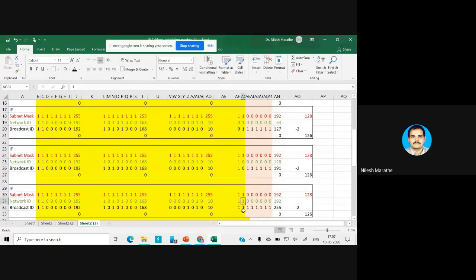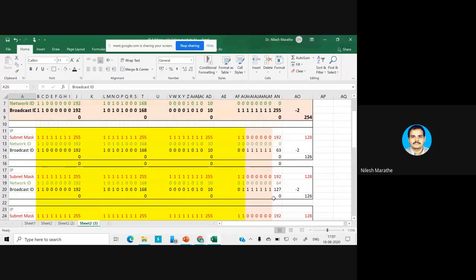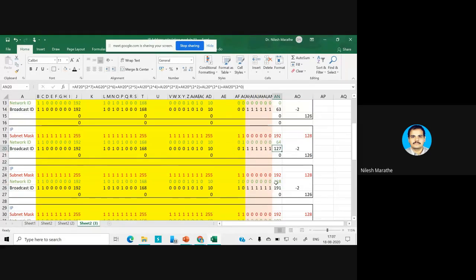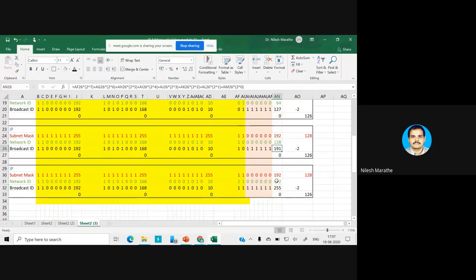Similarly, the last broadcast ID has to be obtained. What will be in the broadcast ID? Host bits made all 0, that will become the network ID. Host bits made all 1, that will become the broadcast ID. First ID and the last ID. Is this clear? So that is 0 to 63, 64 to 127, 128 to 191, 192 to 255.